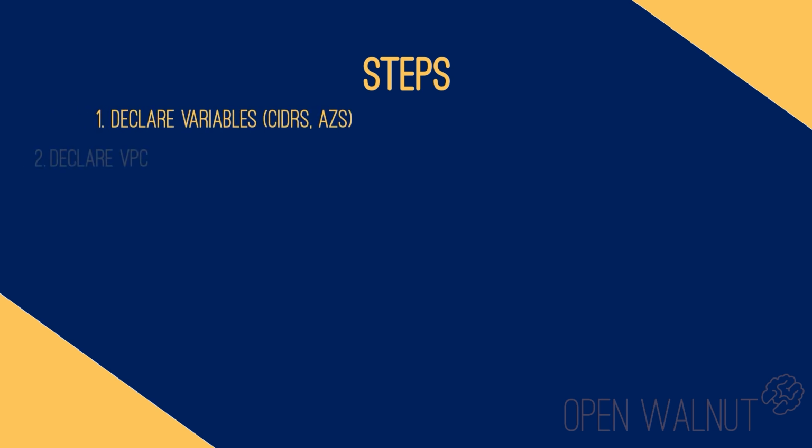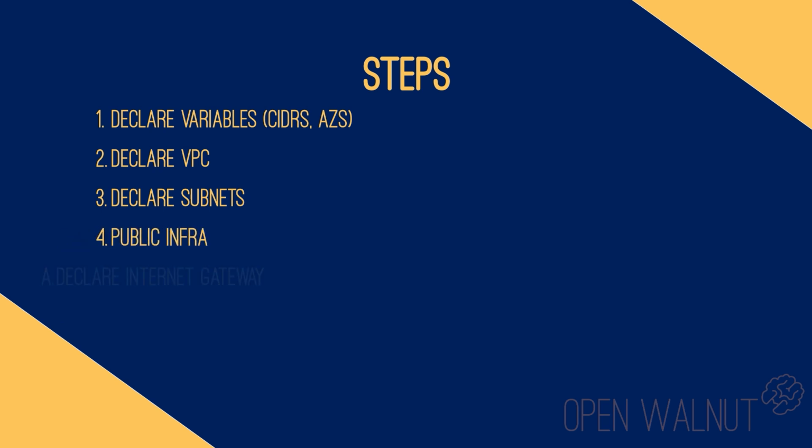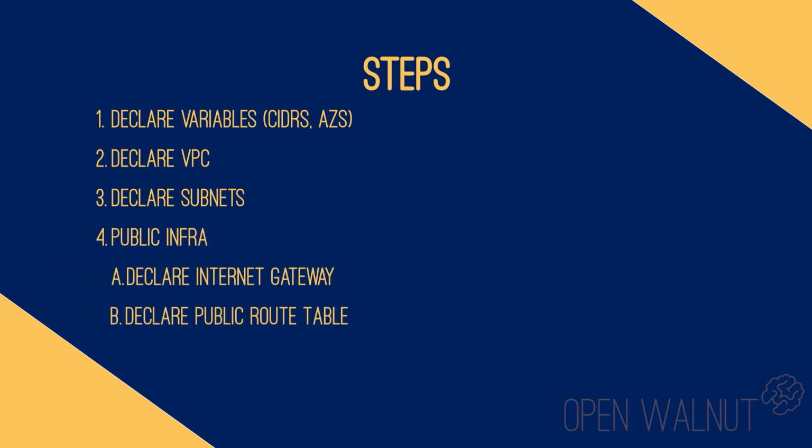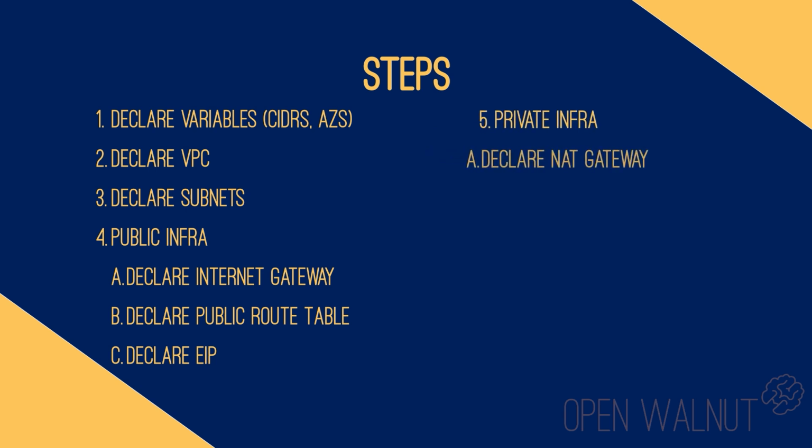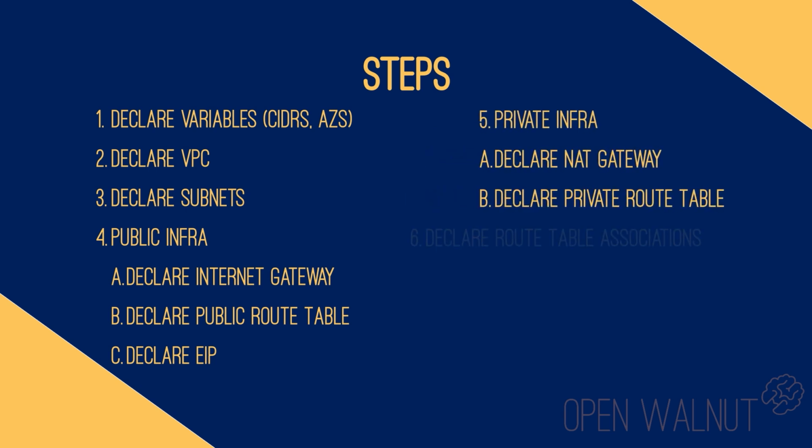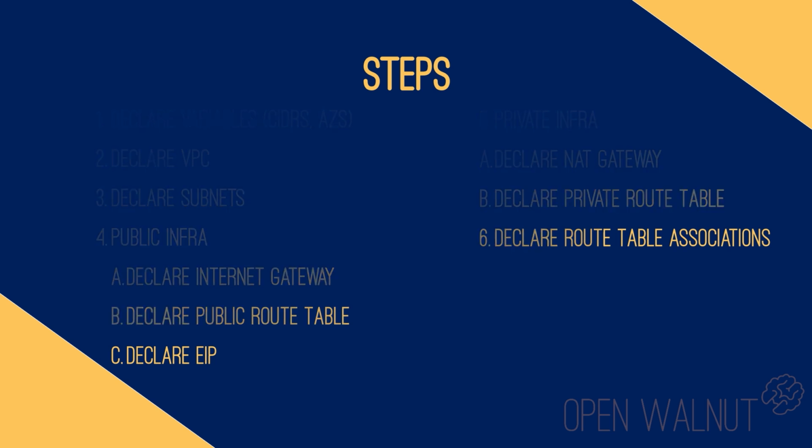First, we will declare variables for CIDRs and availability zones. Then we will declare the VPC and subnets. After that, we will move on to the Internet Gateway and public route table, and then we'll declare the elastic IP, and that will be the end of the public infrastructure. After that, we'll start with the private infrastructure and we'll declare the NAT Gateway and private route table. Finally, the last thing we'll declare will be route table associations to connect the subnets to their route tables.